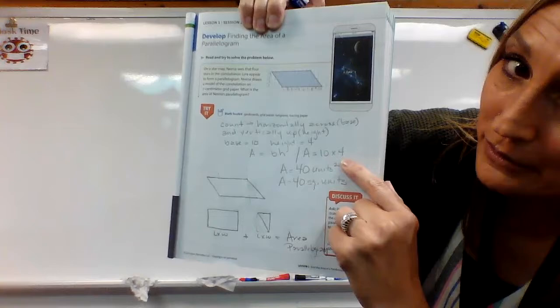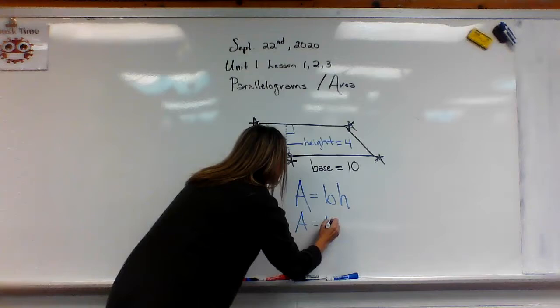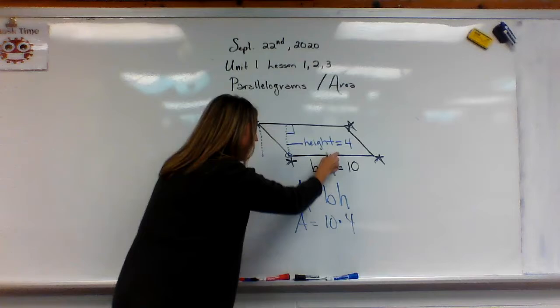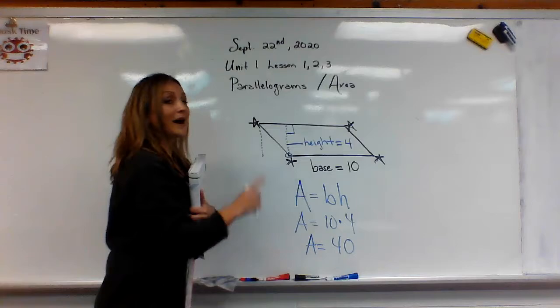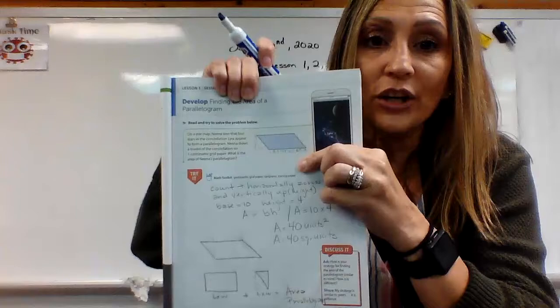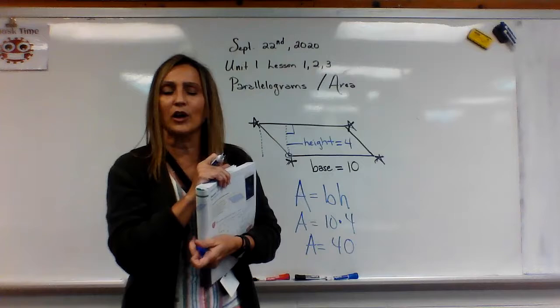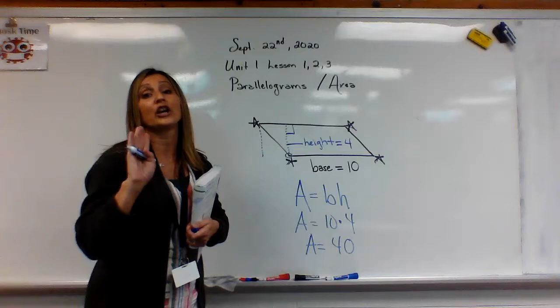So then I'm going to write my area is equal to 10. That's my base. Times 4. That's my height. And so my area is equal to 40. Now I can't just write 40. I have to use whatever measurement they used. And in this example, she didn't use a measurement. She doesn't tell me if it's feet or miles or inches. And whenever they do not use a measurement, you have to call it units. So we're gonna say it's 40 units.